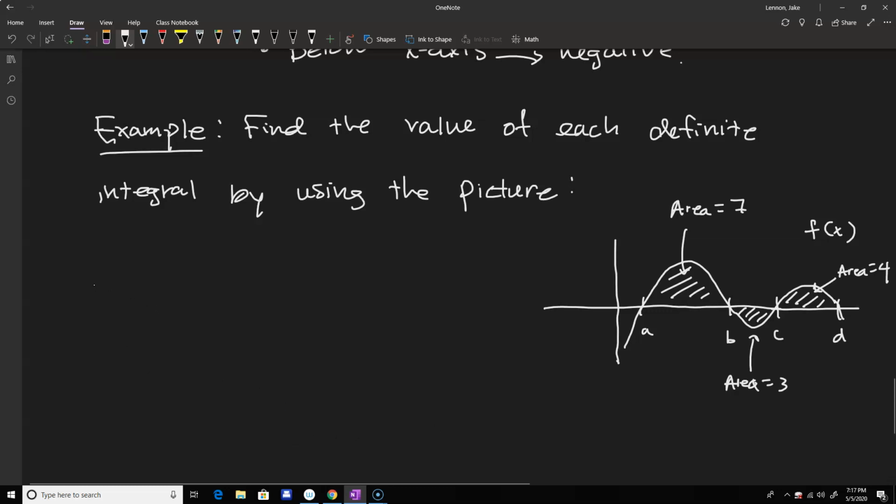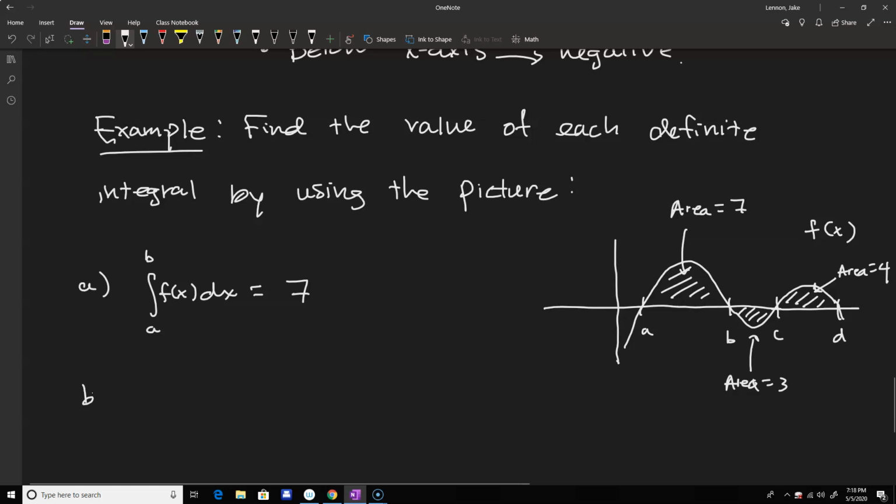So we can ask a bunch of questions now. Let's suppose we want to do the integral from a to b of f of x dx. That's just the first region where it's pointing to the area being 7. A being at the bottom, B being at the top means we're going from left to right, and it is above the x-axis, so that's just going to be a normal value of 7.